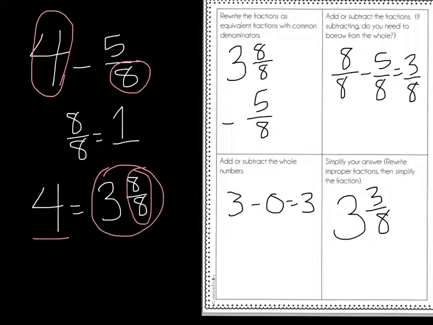Now I need to check. Do I need to simplify my answer? Do I need to rewrite any improper fractions? Well, 3/8 is not an improper fraction. It represents a quantity less than 1. So I don't need to do that step. Do I need to simplify my fraction? I can tell that this fraction is already in its simplest form. 3 is a prime number and not a factor of 8, so I know that this fraction cannot be simplified. So this is my final answer.